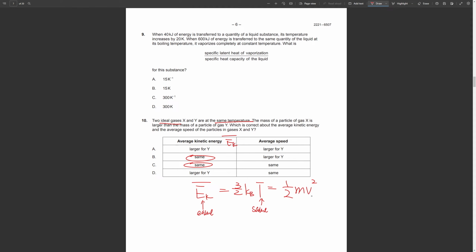Next one is the speed. The sample with greater mass should give you a smaller speed according to m times v squared on the right. Therefore, the heavier particle X should be moving slowly. The answer is B.